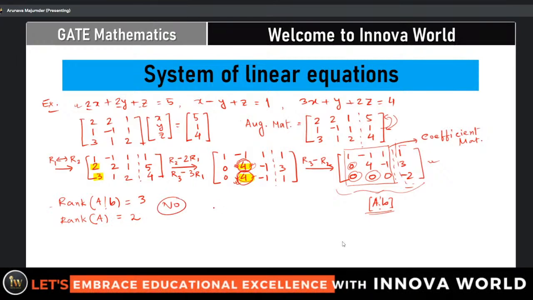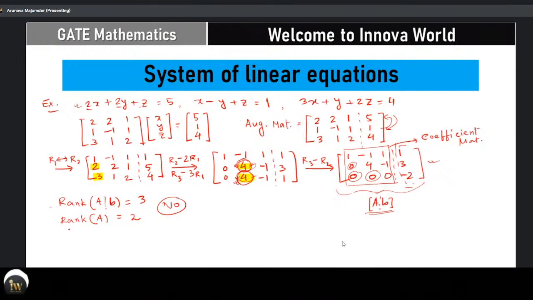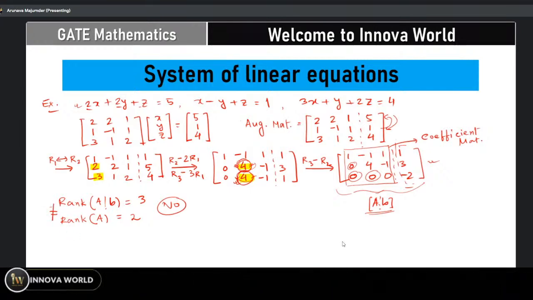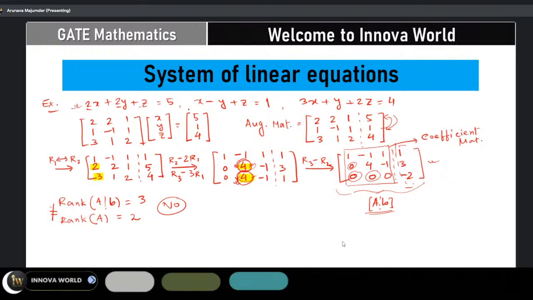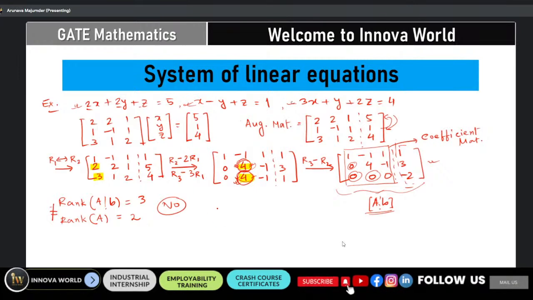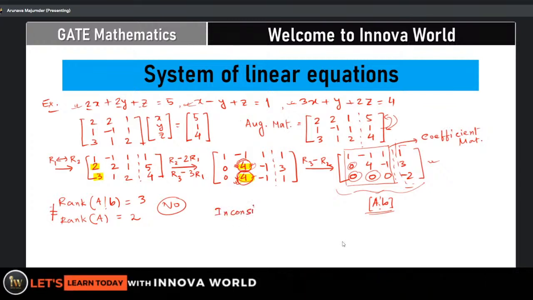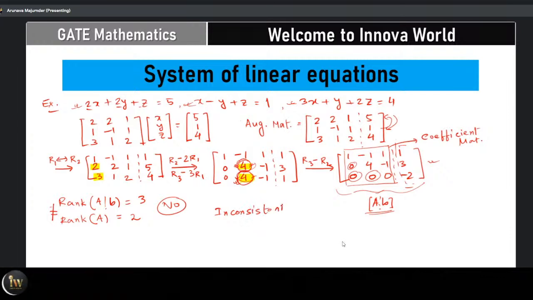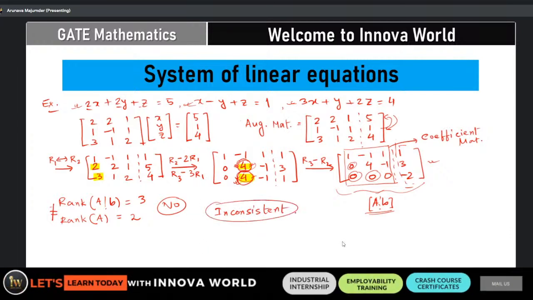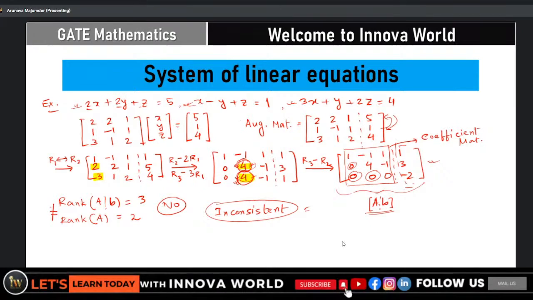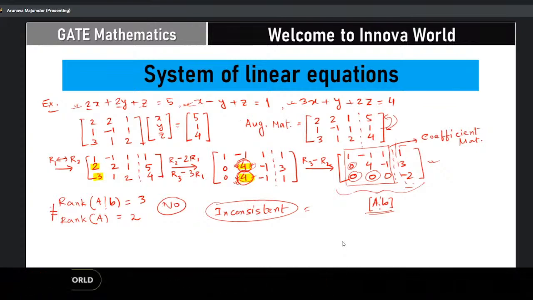So since the rank of the coefficient matrix and the rank of the augmented matrix are not equal, we will say that this system is an inconsistent system. Now since the system is inconsistent, we can say that the solution doesn't exist. So in this case we cannot find any solution of this matrix.